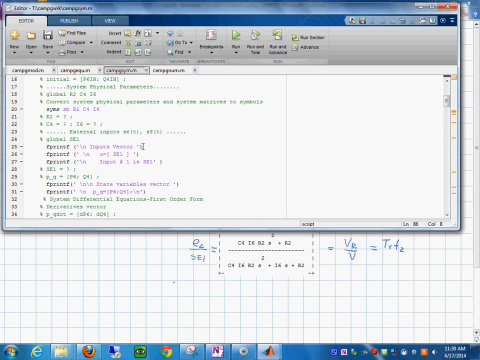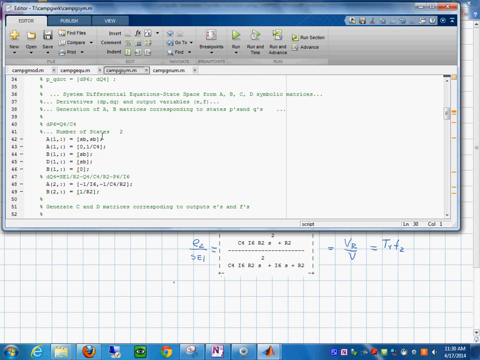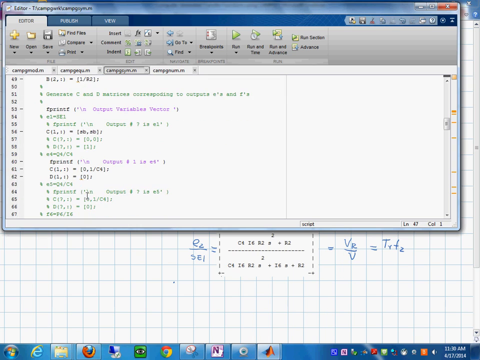It has the definitions of what the input vectors are in here and what the state variable vectors are in here. And then it derives the equations. You see, there are the differential equations in here, and it calculates the A and B matrices.